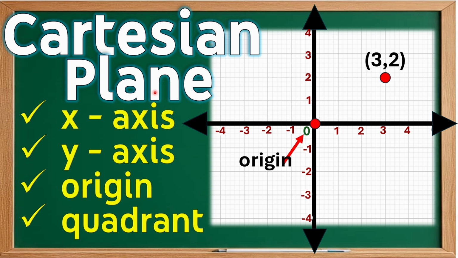Have you ever wondered how maps and graphs can tell us exactly where things are? That's what the Cartesian plane is for. Today, we'll learn its parts and how to plot points easily.